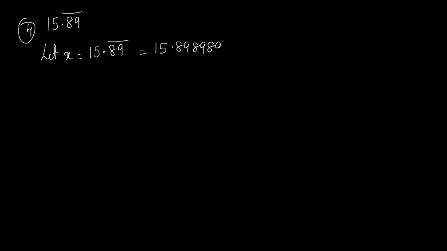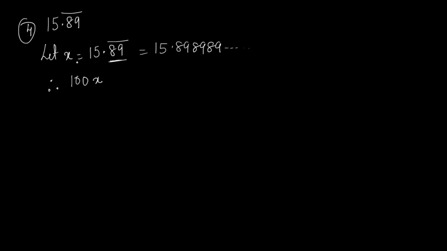Question number 4 says 15.89 bar. So let's convert this. So first assume let x is equal to 15.89 bar. So this is nothing but 15.898989 and so on, continuing. So now how many digits are here, children? 2 digits. So by what are you going to multiply? Obviously you're going to multiply by 100.